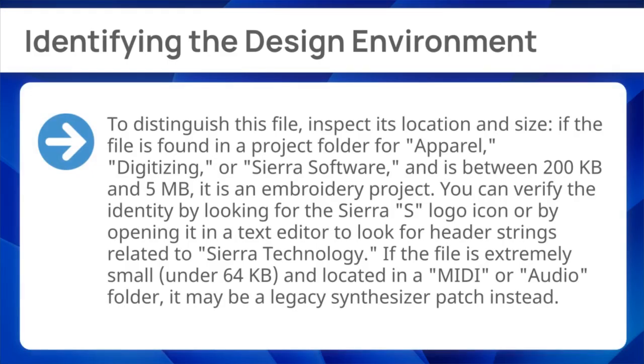If the file is found in a project folder for apparel, digitizing, or Sierra software, and is between 200 KB and 5 MB, it is an embroidery project. You can verify the identity by looking for the Sierra S logo icon, or by opening it in a text editor to look for header strings related to Sierra technology. If the file is extremely small, under 64 KB, and located in a MIDI or audio folder, it may be a legacy synthesizer patch instead.